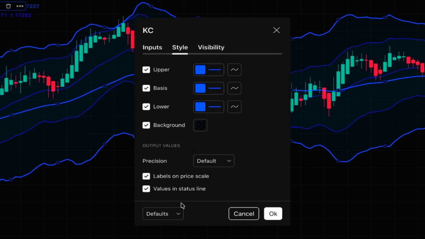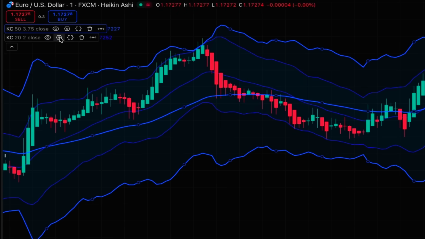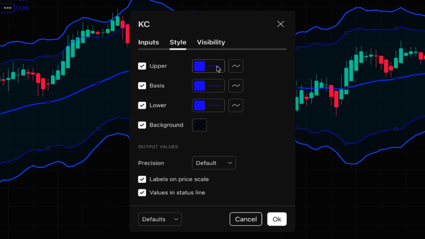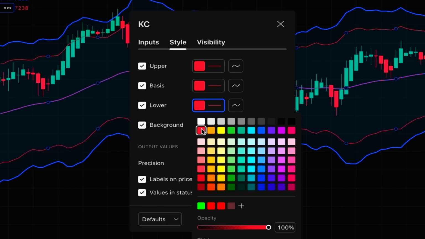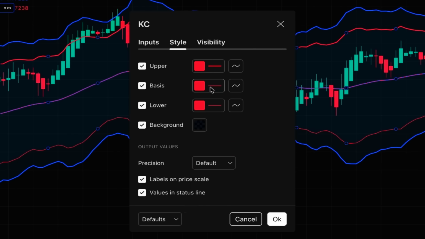Alright, we're done with the settings of the first Keltner channel, and now we go to the settings of the second Keltner channel. First in the inputs tab, for the length we set it at 50, and for the multiplier we set it at 2.75. And then we go to the style tab, and here we change the color of the lines to red. We also increase the thickness of the lines so they will be better visible on our price chart.